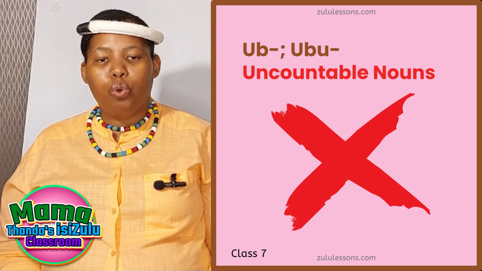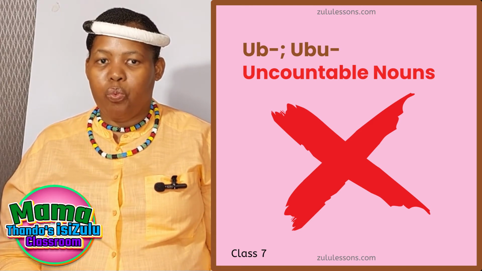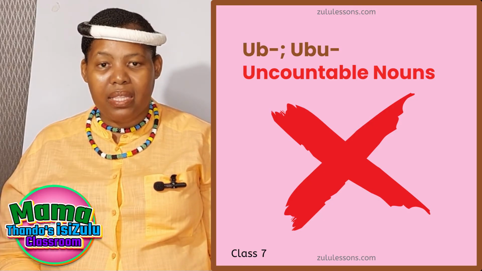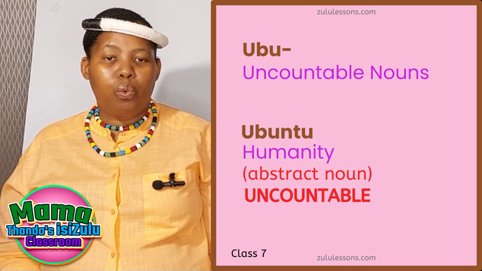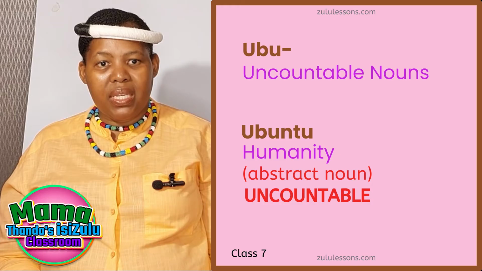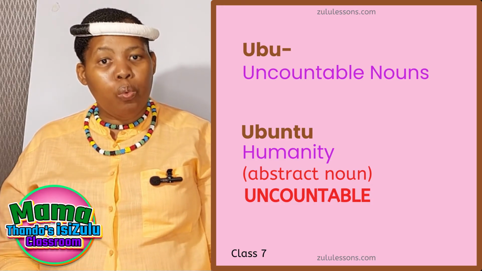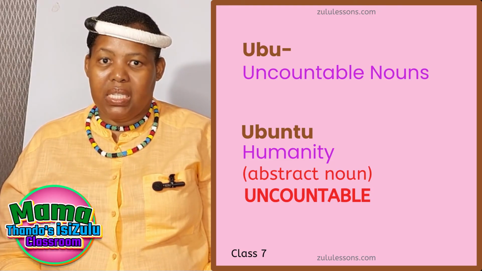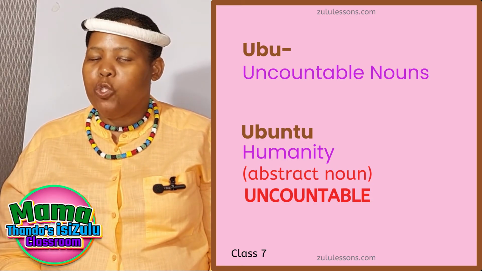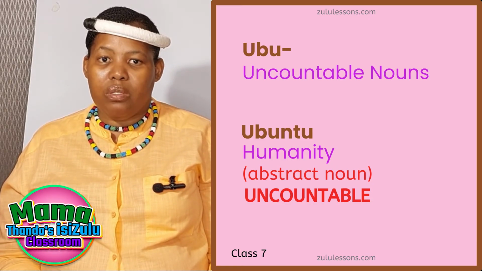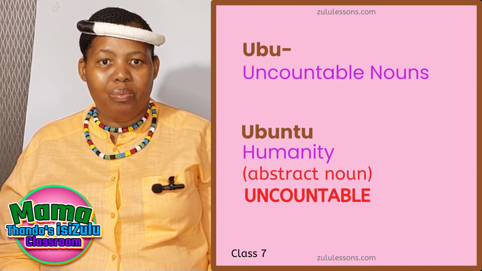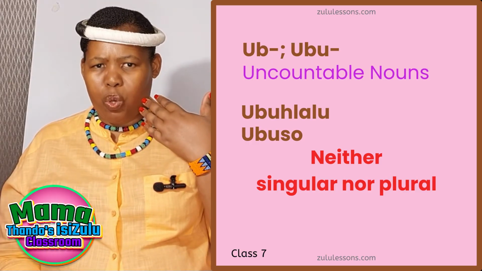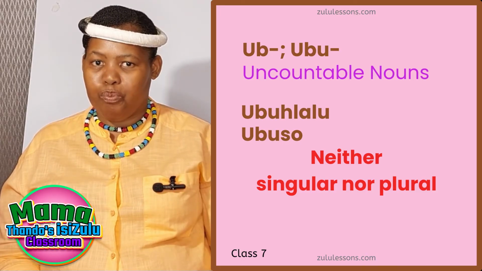Words starting with ubu are not countable words because they are abstract nouns, nouns that are taken from other nouns. For example, the word Ubuntu in isiZulu is taken from the noun umuntu, a person. We cannot count humanity, and so we are not able to count abstract nouns or nouns that start with ubu, except for a couple of nouns like ubuhlalu, ubuso, so beads, faces.